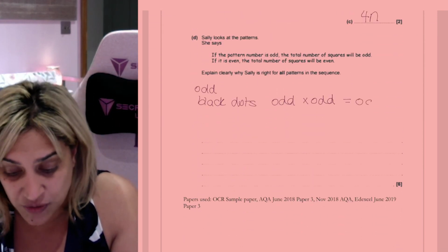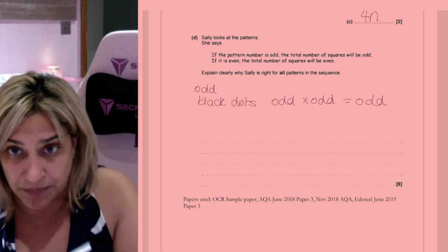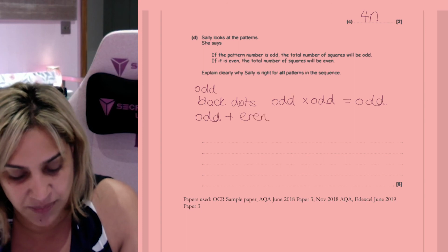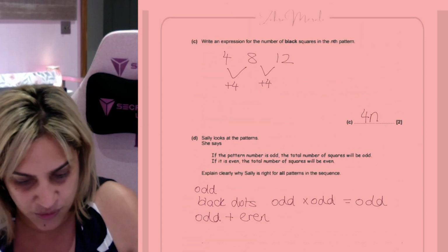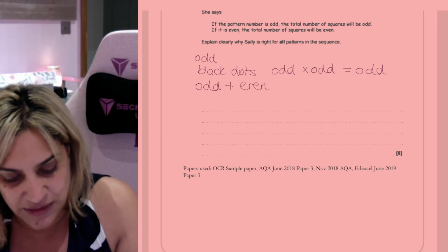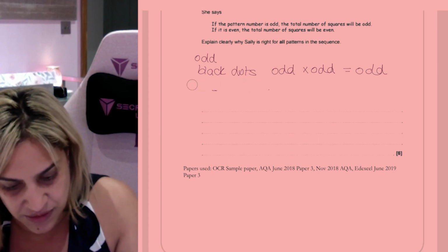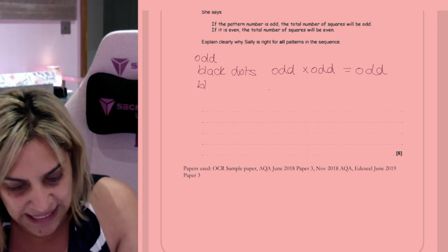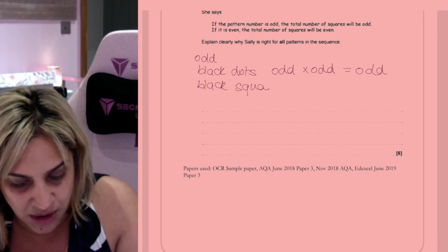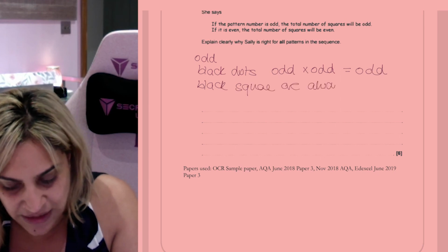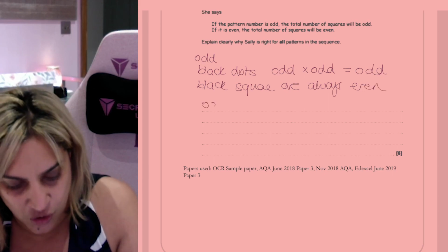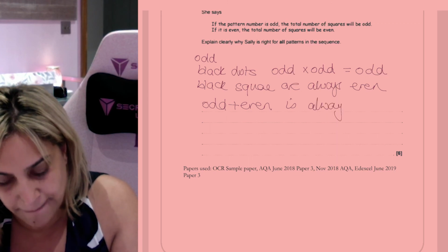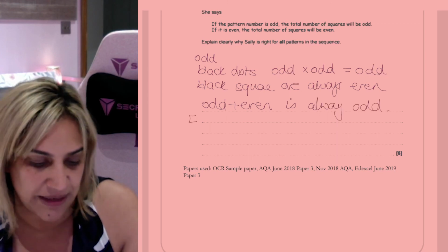It will always be odd. And then to that odd number, you're adding 4 times the number, so even. So then plus the, what do we call them? The black squares. So even. So let's write a sentence there. So black dots, odd, odd, and we're going to say the black squares are always even. So an odd plus an even is always odd. Okay, so that works.